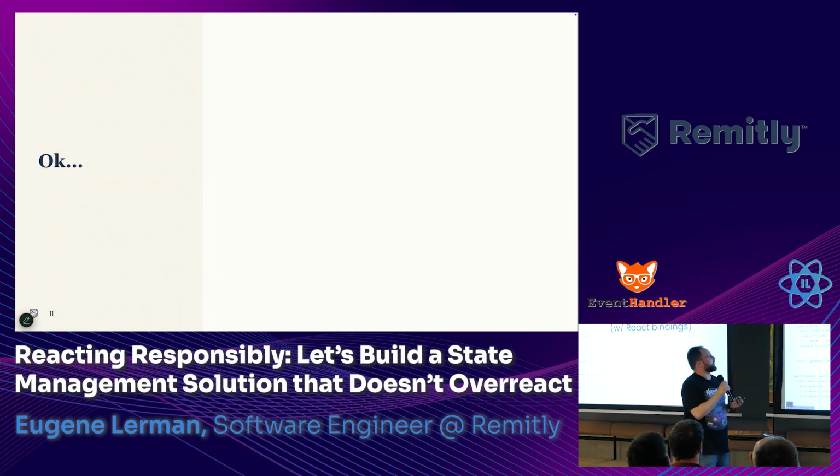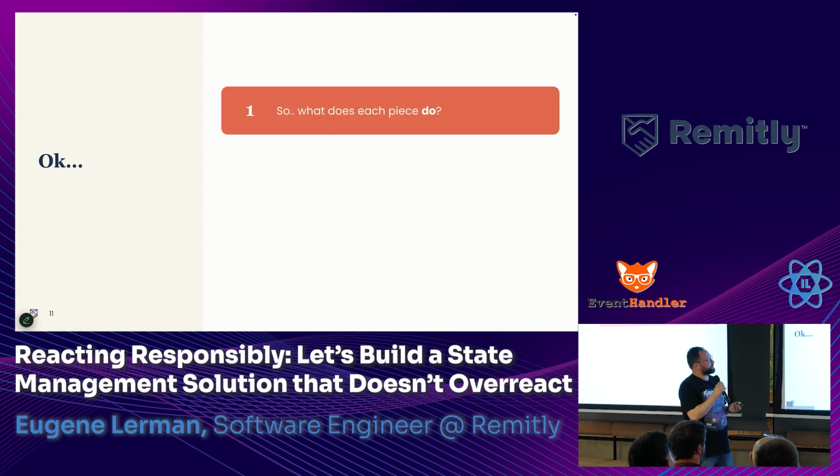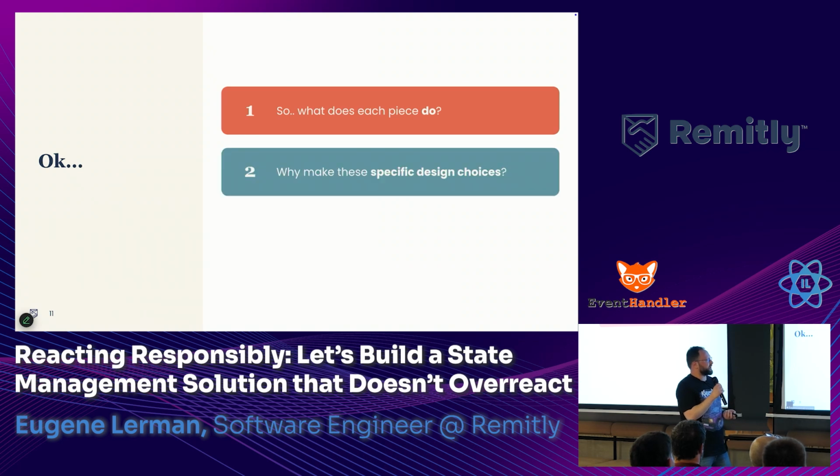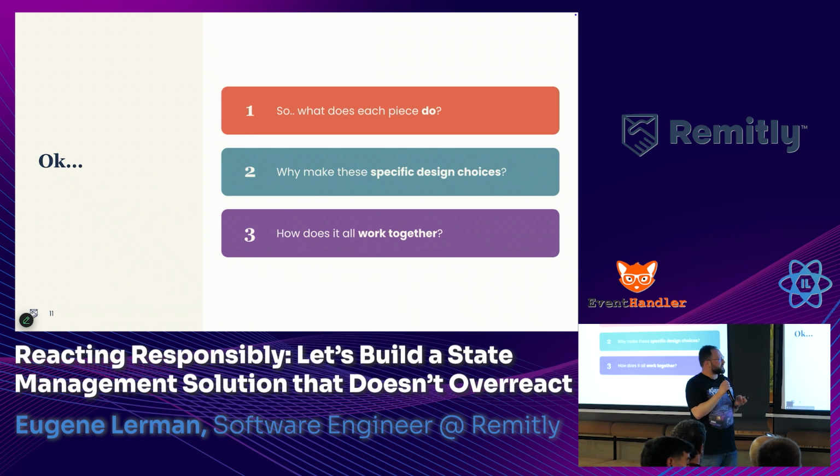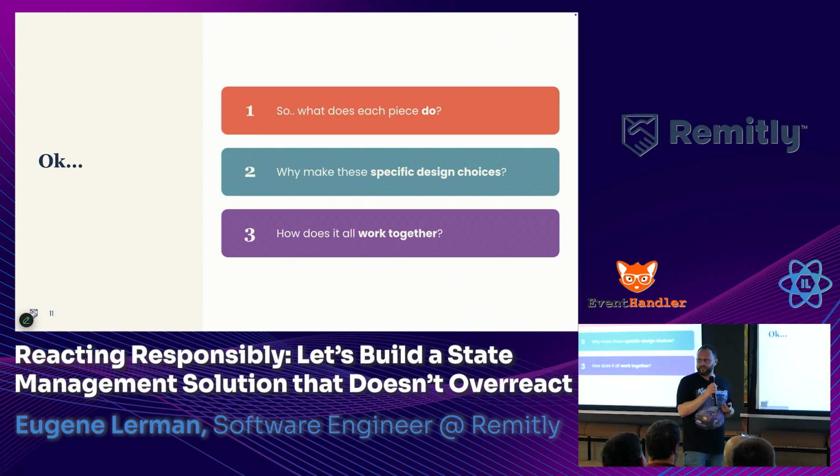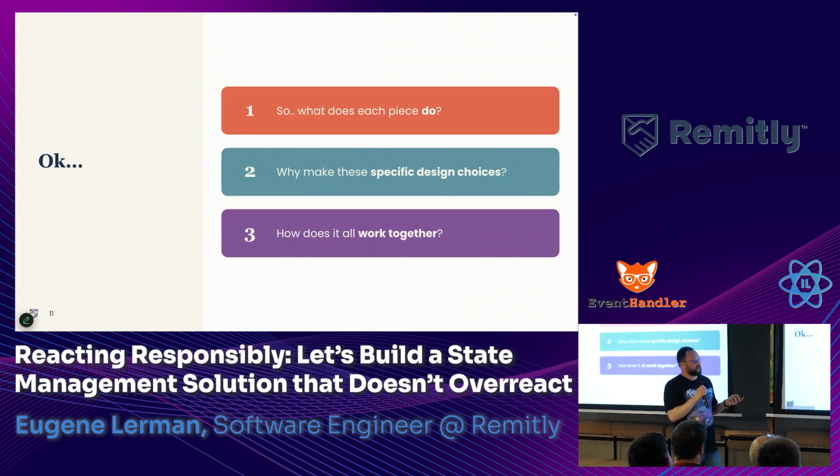So the first thing that we need is, sorry, I forgot I put this slide here. What does each piece do? Like what does each function in that create store function do? Also, what we'll be talking about is why did we make these specific design choices? I'll ask you a couple of questions later about the specific design choices that I'm talking about, but for now, let's keep that in the back of our minds. And finally, it doesn't make sense unless it all works together, right? So we'll get a demo to show you that it does. All right. Finally, we can talk about the code.